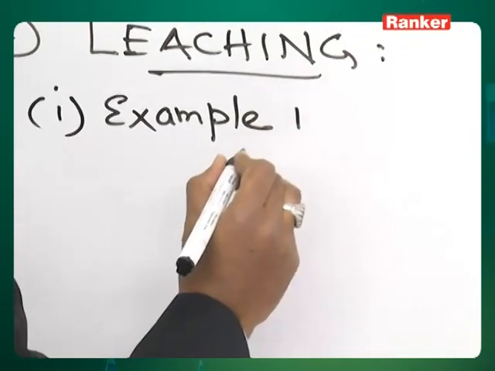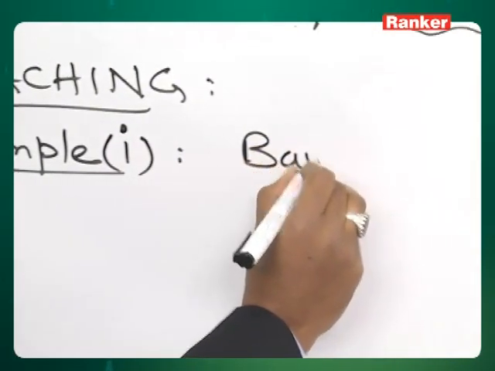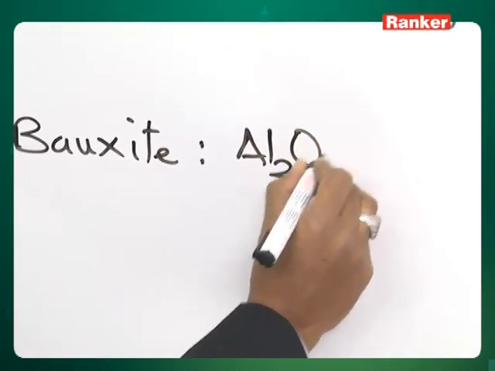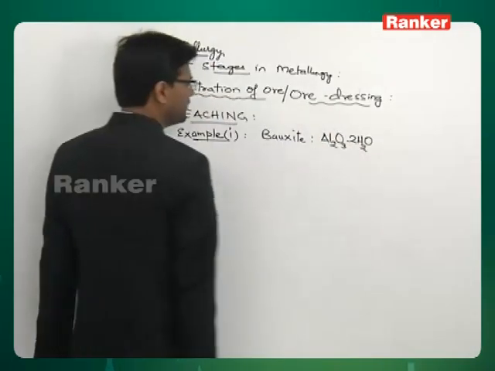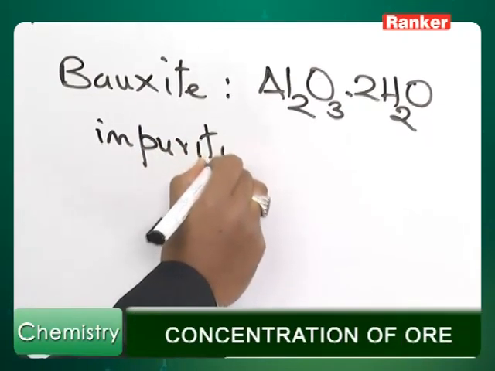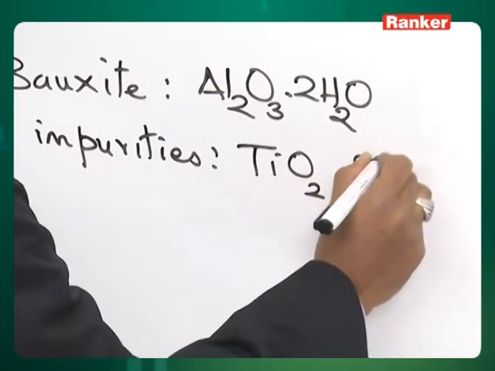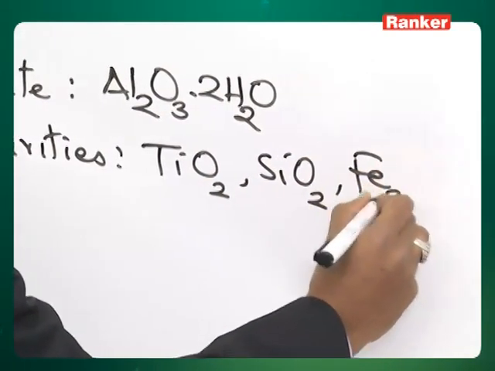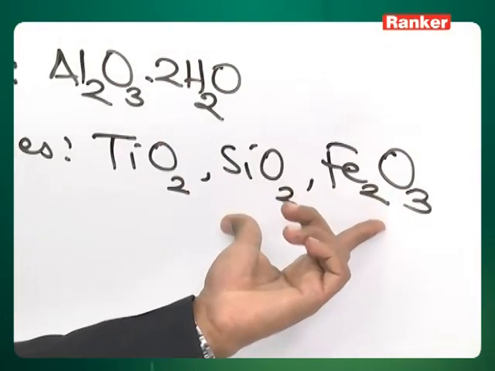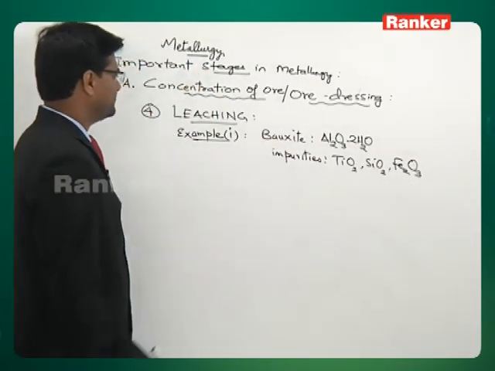Let's call it example 1. I have bauxite. Bauxite consists of Al2O3.2H2O. This is associated with the impurities: titanium dioxide, silicon dioxide, iron oxide. These are the impurities present in the bauxite ore. Let us see how these are removed by leaching.